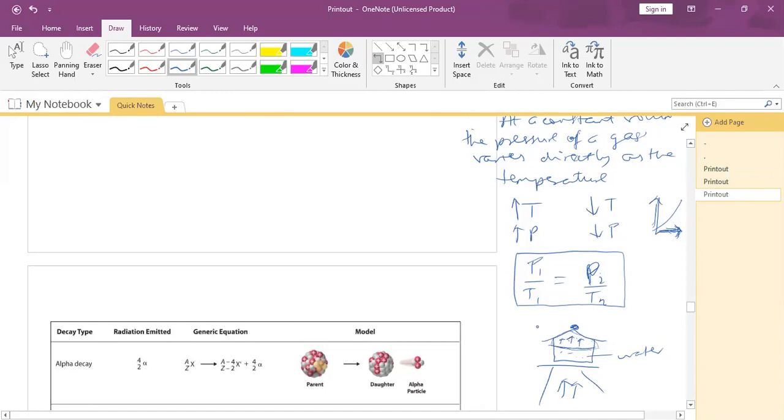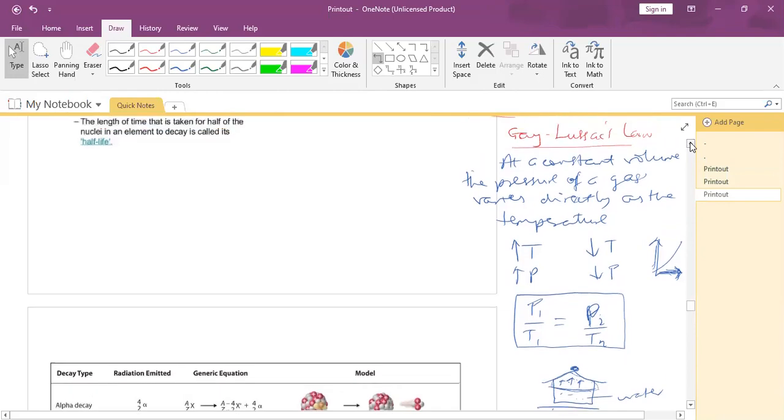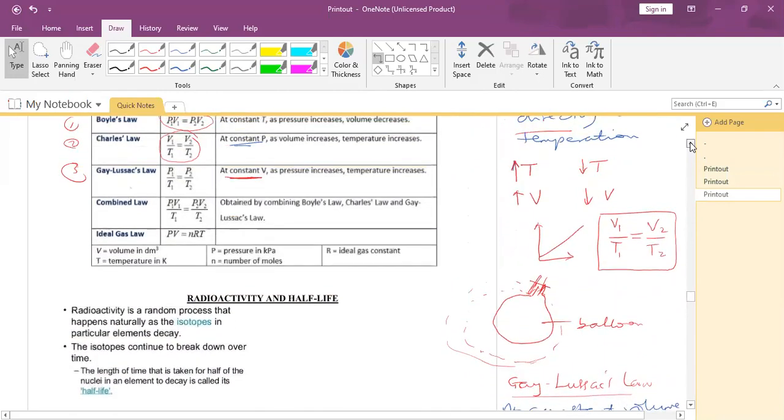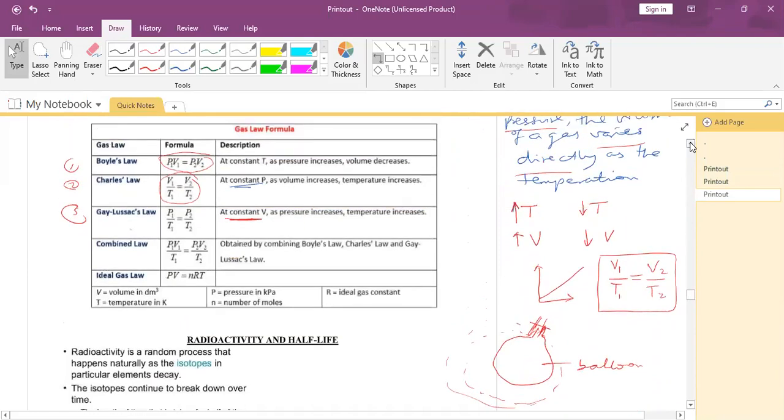All right, so those are the three main gas laws. If you can remember, it's gonna help you in answering questions. So when you come to the table, that is a summary right there. Okay.